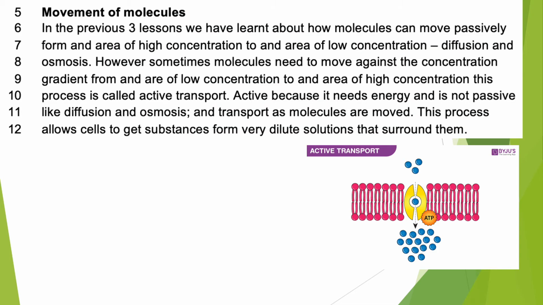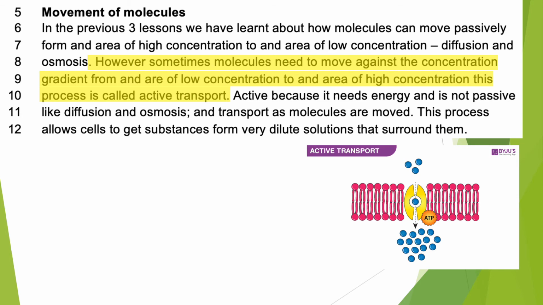All right, so in the previous 3 lessons, we have learned about how molecules can move passively, with no energy, from an area of high concentration to low concentration. That's diffusion and osmosis, we talked about those two. However, sometimes molecules need to move against the concentration gradient, which means that you're moving from a low concentration to a high concentration.